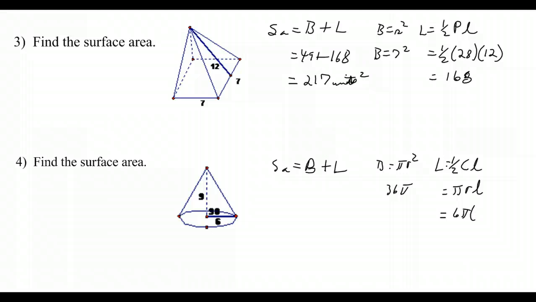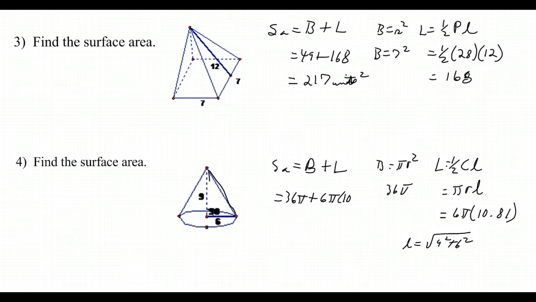So L is the slant height. You can see that I have a right triangle here since that says it's 90 degrees, and so I'll use the Pythagorean theorem. L is equal to the square root of 9 squared plus 6 squared, which comes out to be 10.81. And so when I plug this in, I get 36 pi plus 6 pi times 10.81, and altogether it is approximately 316.86 units squared.